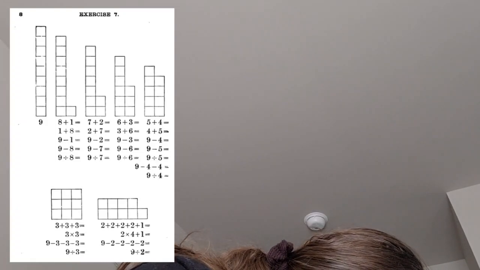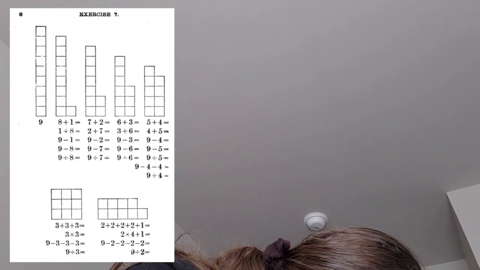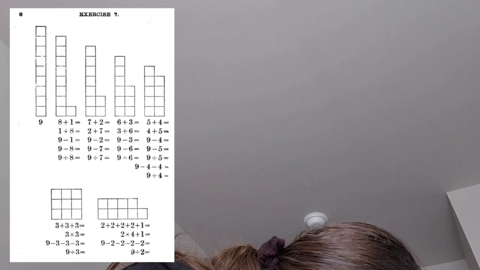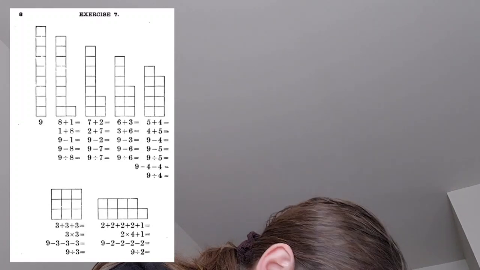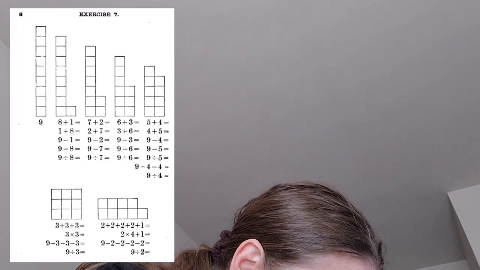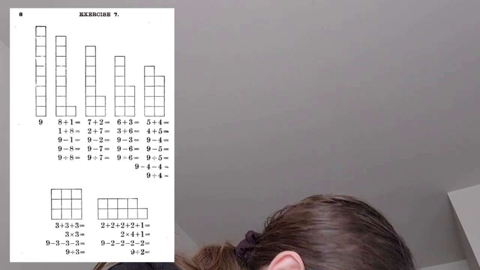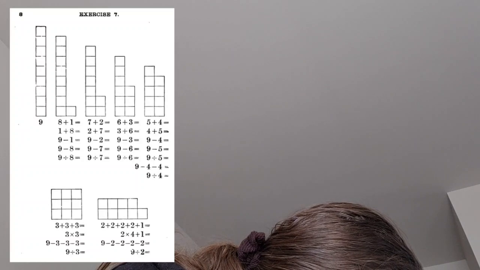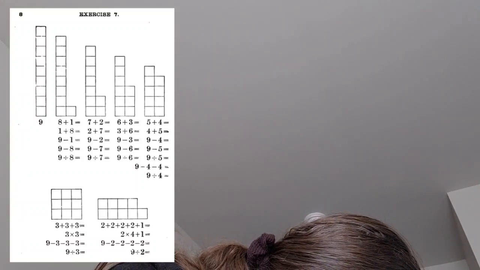Okay. 3 and 3 and 3 are 9. 3 times 3 is 9. 9 less 3 less 3 less 3 is not. 9 divided by 3 is 3. I'm trying to look at these blocks or these images to see if they help or not, because I don't know.